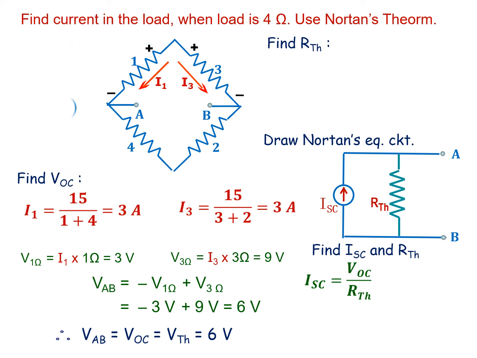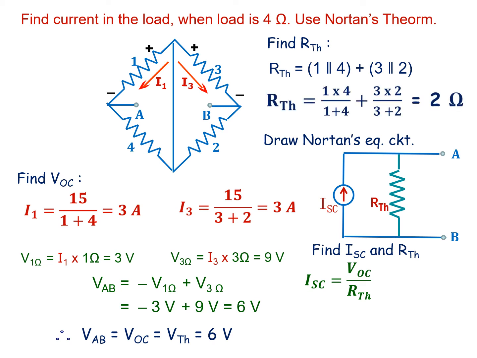Now find out R Thevenin. For R Thevenin, reduce the voltage source to 0, means it should be short circuited. Now R Thevenin is 1 and 4 in parallel in series with 3 and 2 in parallel. It will be 1 into 4 by 1 plus 4 plus 3 into 2 by 3 plus 2. You get R Thevenin as 2 ohms. Now substitute the VOC and R Thevenin for ISC. You get 6 divided by 2, 3 amperes.